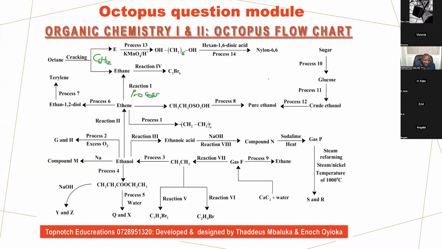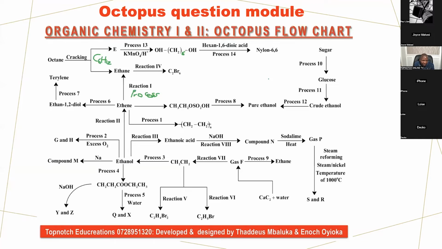What are G and H? Carbon dioxide and water vapor. If there was limited oxygen, what would we get? Carbon dioxide. Perfect.